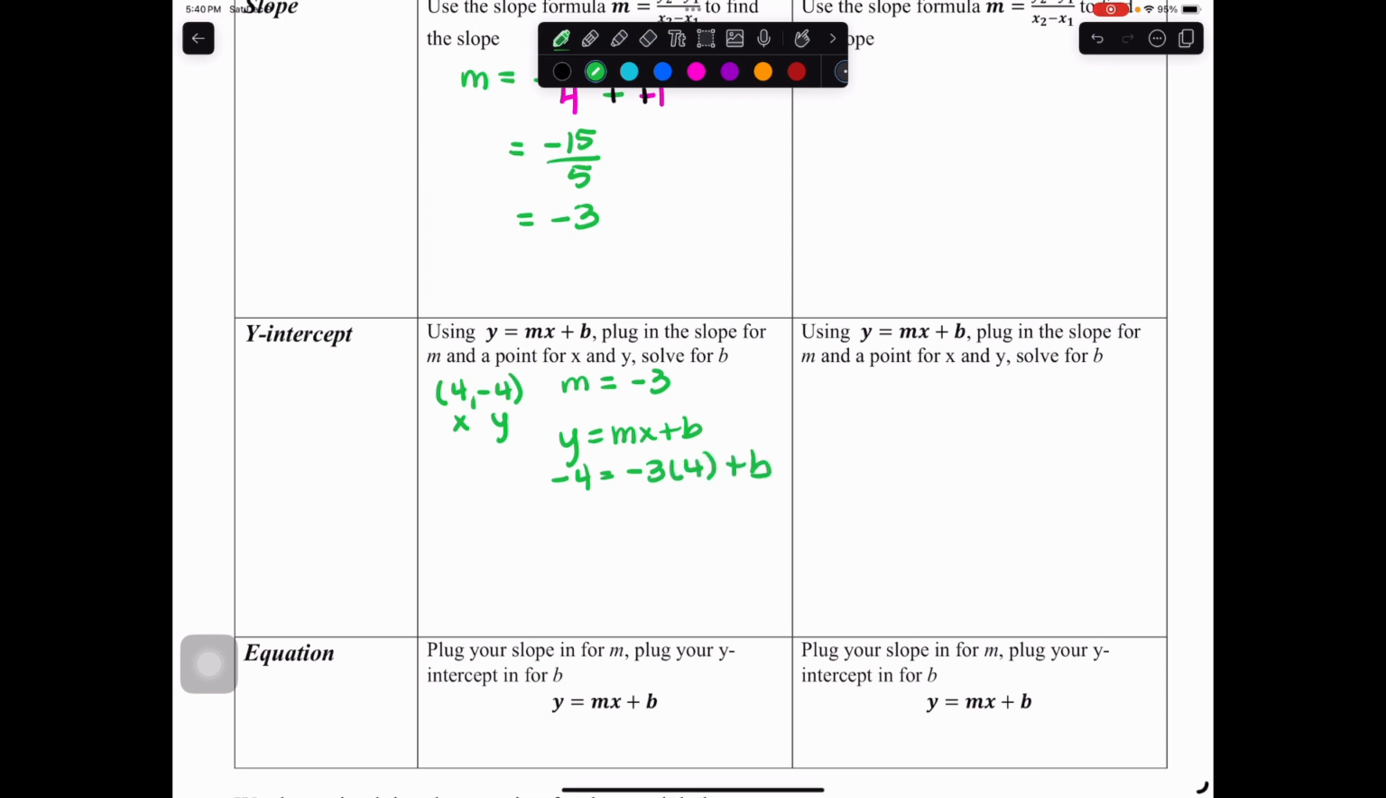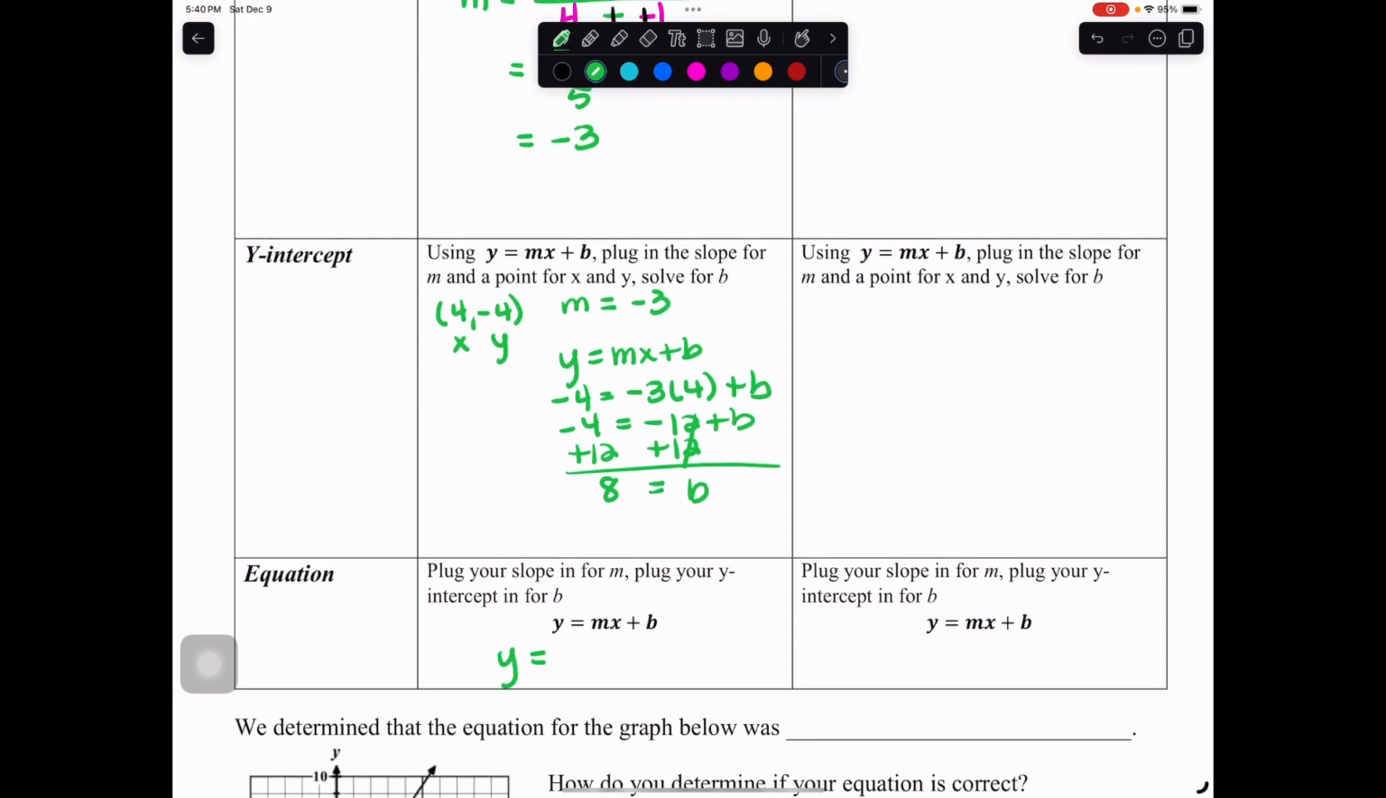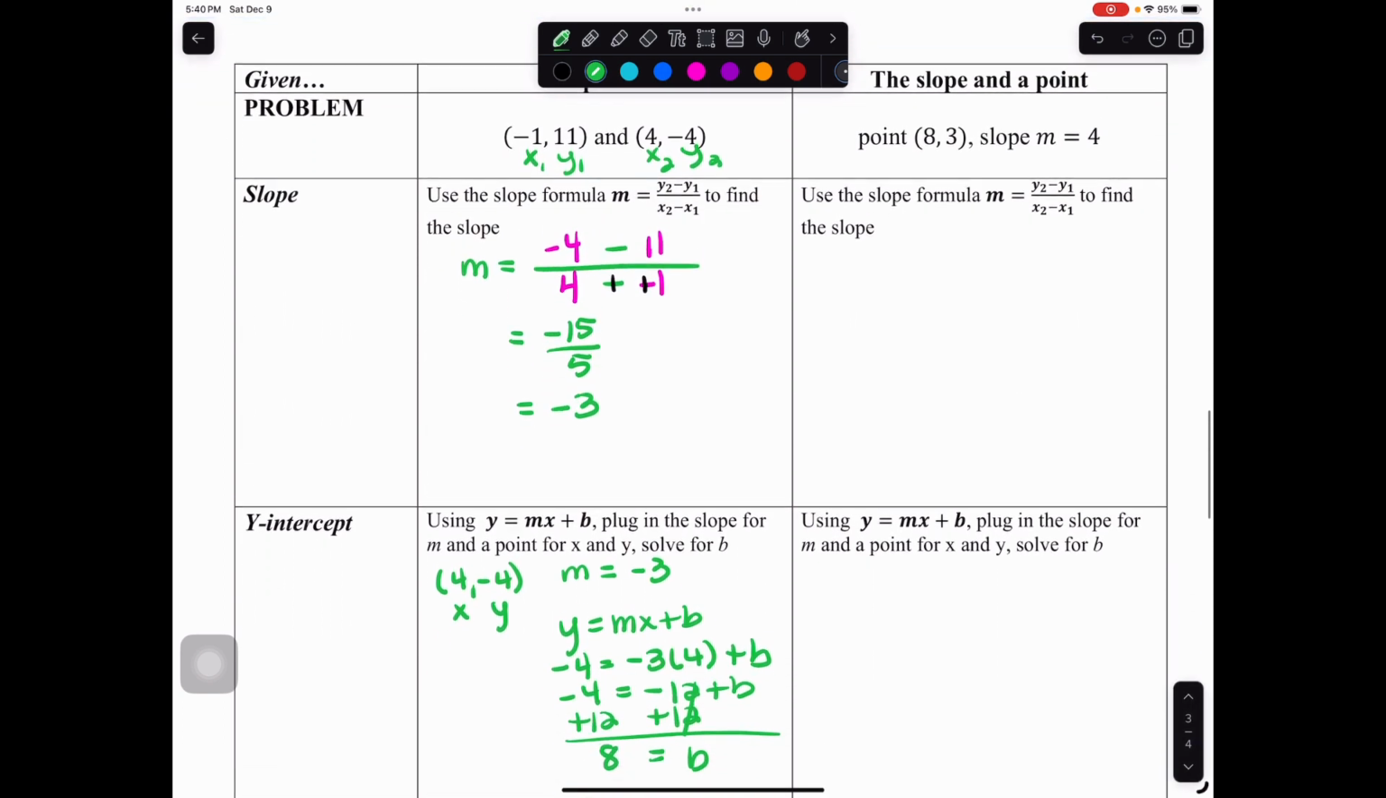Because remember, a point is a solution, so we know it works. We already find the slope. We can now find the missing piece. So -4 equals -12 plus b. To get b alone, I'd have to add 12 to both sides. So b is equal to 8. And now I have everything I need. I can put my slope in front of x, so that's y equals -3x, and then plus 8 for my y-intercept.